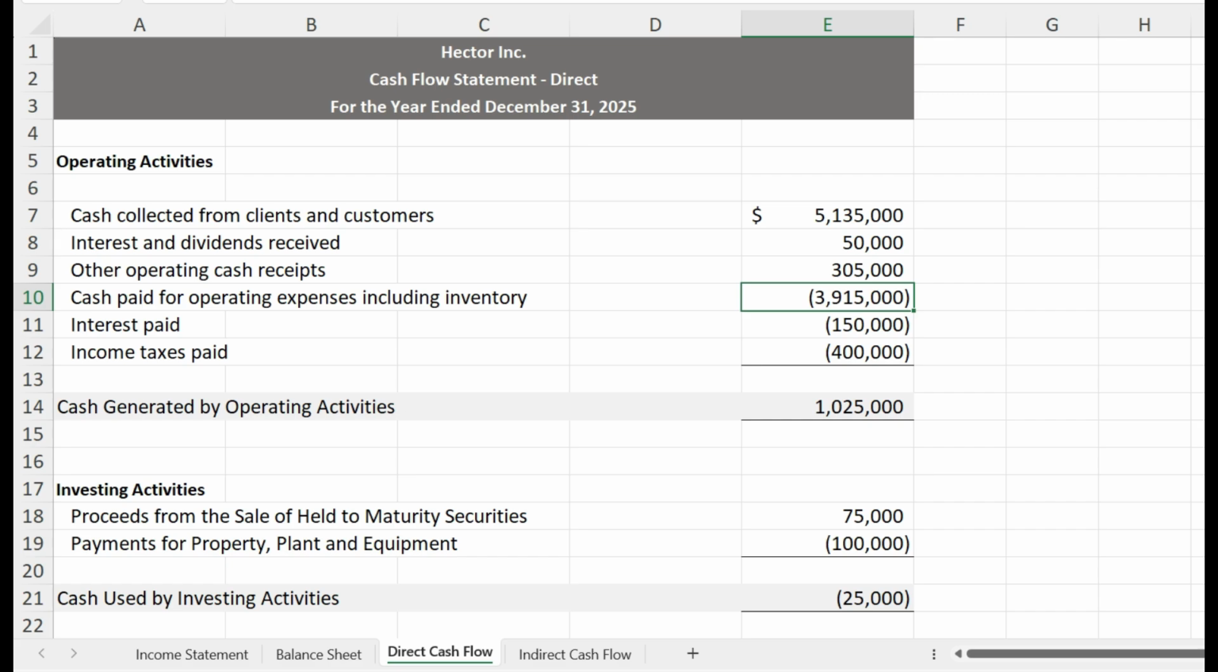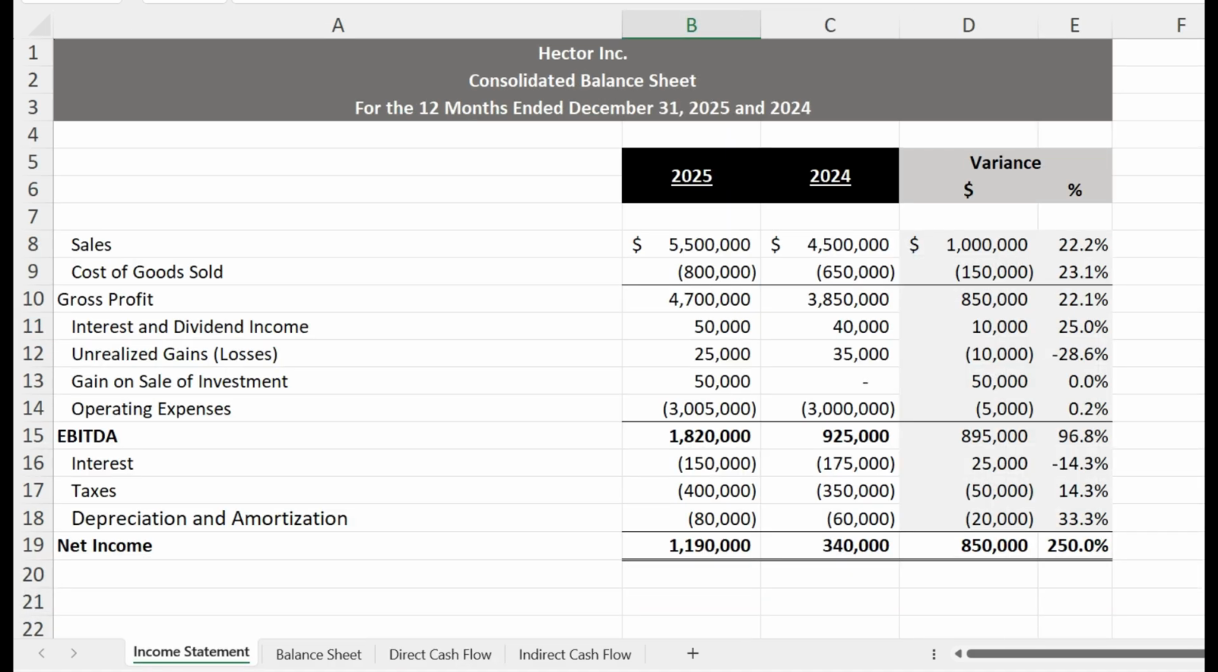Our next cash item is interest paid. And we're making the assumption there's been no interest accrued. This has all been paid in the same year. So I'm just going to grab it from the income statement. That's going to be my cash outflows related to interest. And our last item in operating is going to be income taxes.